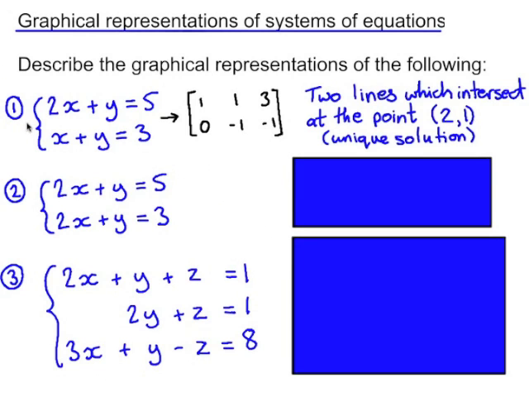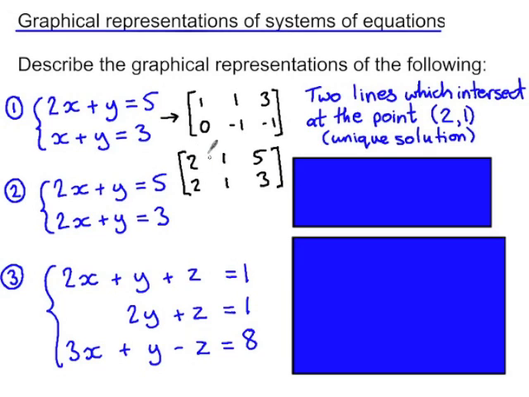So in example number 1, in matrix form, in row echelon form, we ended up with 1, 1, 3, 0, negative 1, negative 1, and graphically this is represented by two lines intersecting at the point (2, 1). So we have a unique solution. Let's have a look at example number 2.